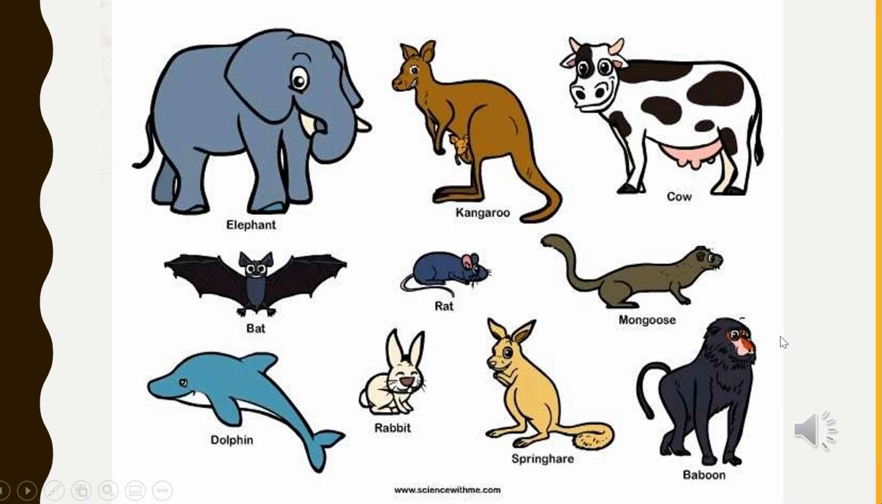In this slide, you can see the pictures of different mammals. Cow, kangaroo. Kangaroo is having marsupial pouch. Then bat is a flying mammal, and rat, and then mongoose, and then baboon, and rabbit and dolphin are present here.